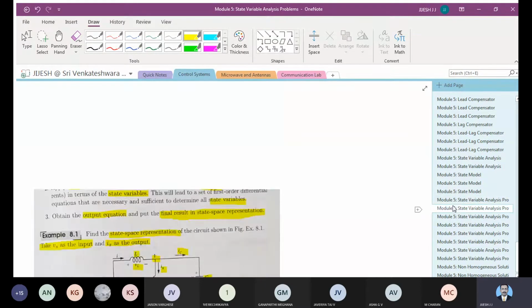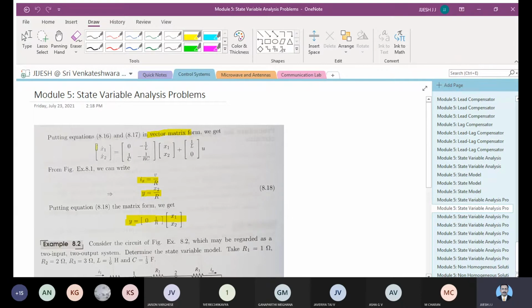When I convert it into the form of a matrix, I'll get x1 dot, x2 dot is equal to [0, minus 1 by L; 1 by C, minus 1 by RC] times [x1, x2] plus [1 by L, 0] times U.